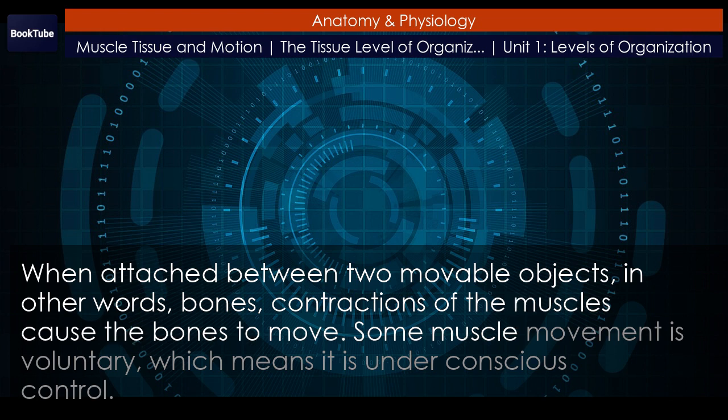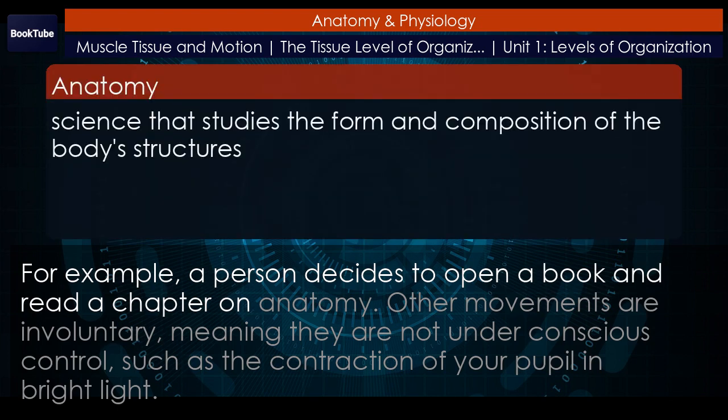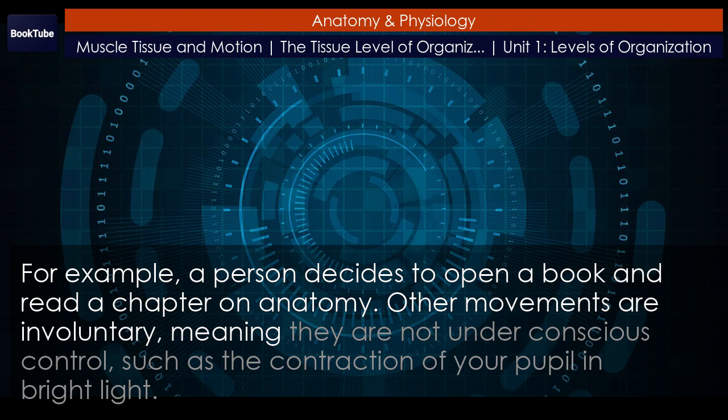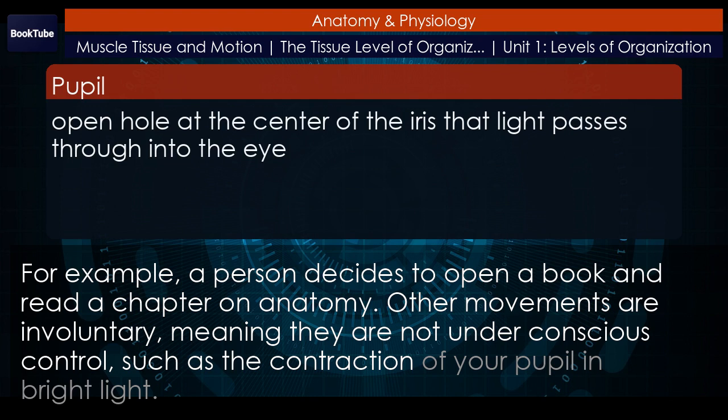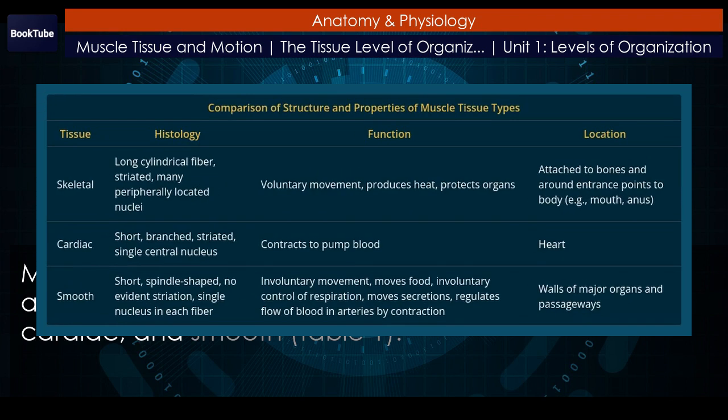Some muscle movement is voluntary, which means it is under conscious control. For example, a person decides to open a book and read a chapter on anatomy. Other movements are involuntary, meaning they are not under conscious control, such as the contraction of your pupil in bright light. Muscle tissue is classified into 3 types according to structure and function: skeletal, cardiac, and smooth.